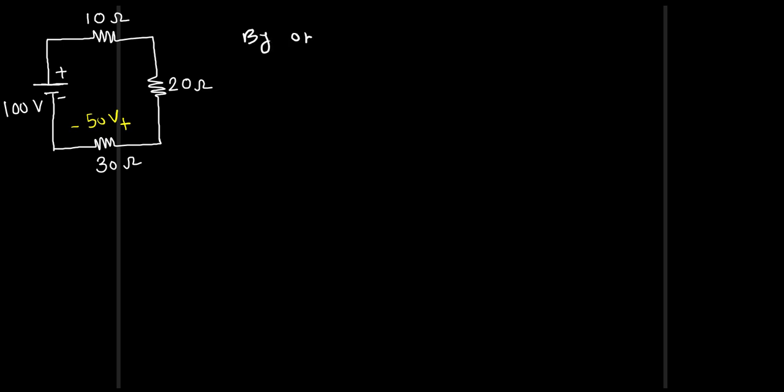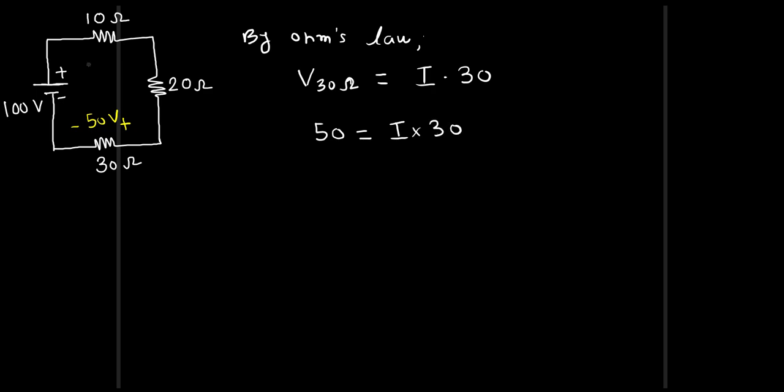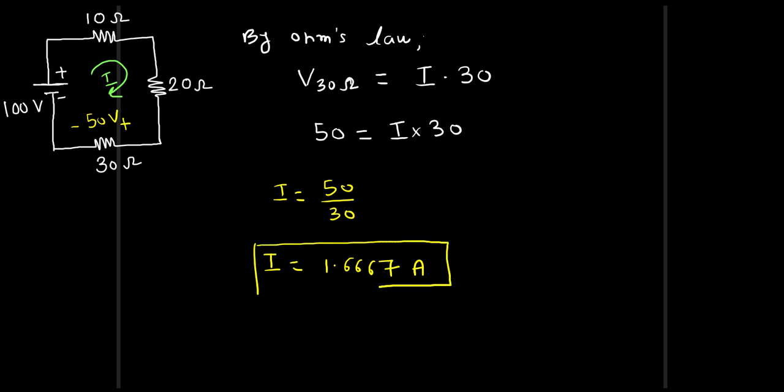By Ohm's law, the voltage across 30 ohm is equal to current into resistance, that is 30. Now how much is this voltage? It is 50, equal to current I into 30. This is the current, flowing in this direction, and this current we want to determine. Now what will the current be? Current I will be simply 50 divided by 30. If you calculate 50 divided by 30, you will get 1.667 ampere, so 1.6667 ampere. That is the same answer that we got in method 1.